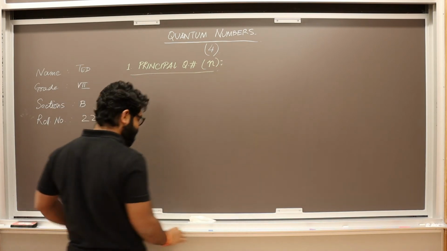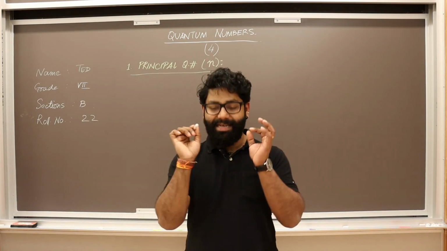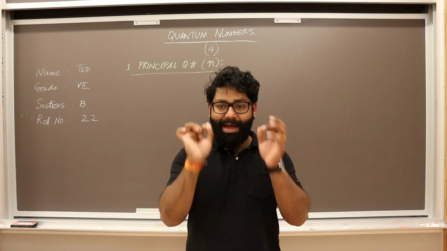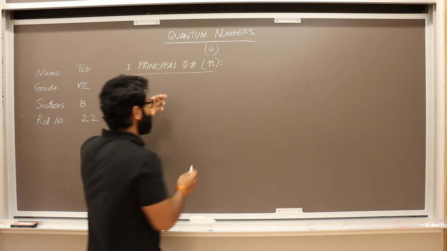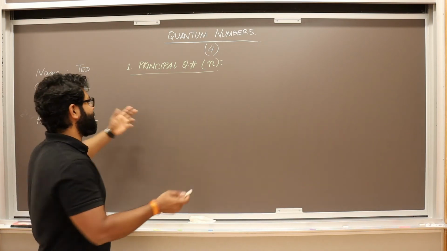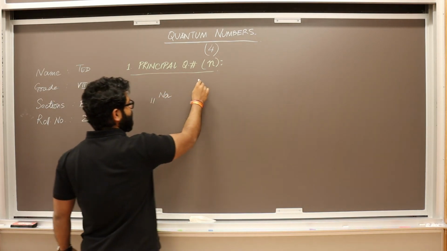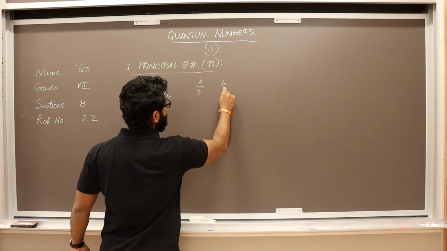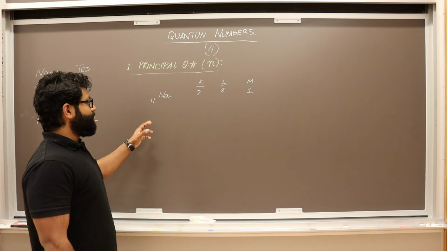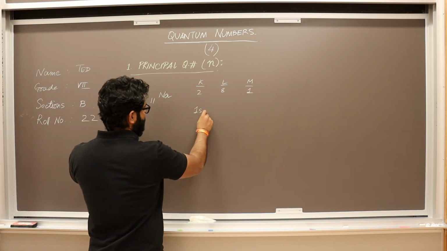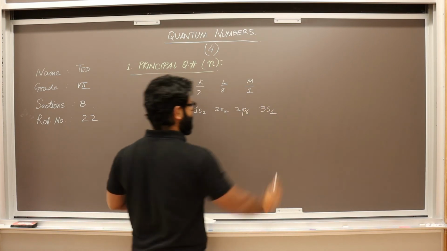Now, the concept is extremely simple. The principal quantum number is the nth orbit in which that electron goes. Let's try and understand this with an example. Let's take the example of sodium. You have 11 electrons, so you have K, L, M, okay? Let's also write down the SPDF.